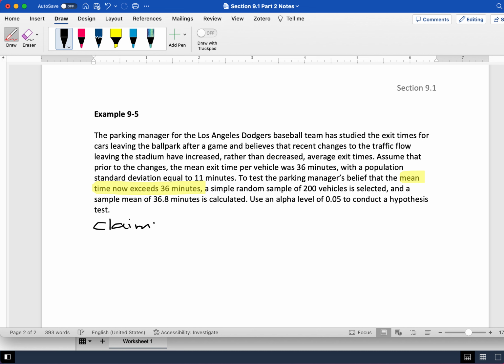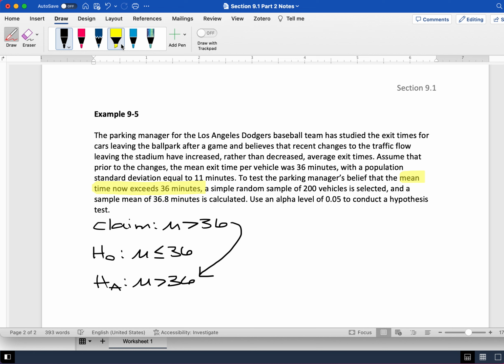So our mean, or mu, is greater than 36 minutes. So this is going to be my alternative hypothesis. The claim leads directly to the alternative hypothesis. My null hypothesis is the opposite of that. So it's that mu is less than or equal to 36, and these are times in minutes. So that's my null and alternative hypotheses.